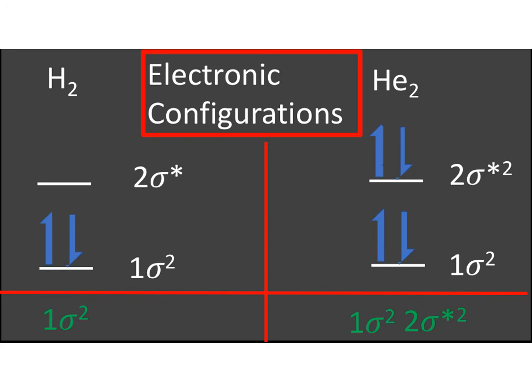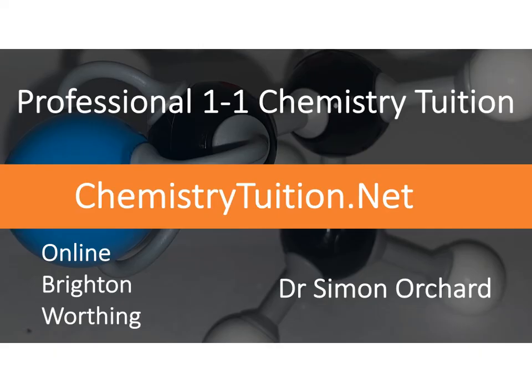We can write our molecular orbital electronic configurations as well. For H2, it's just 1 sigma 2. For He2, should it ever form, it would be 1 sigma 2, 2 sigma star 2. And obviously that would show anybody that it could not exist.